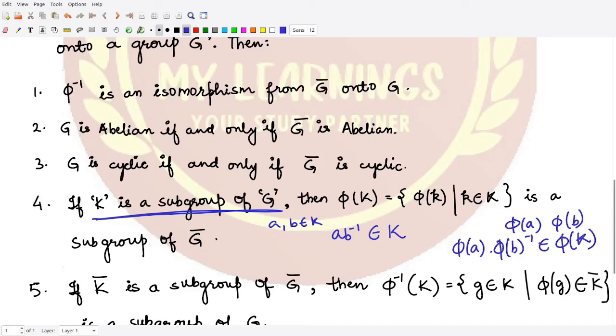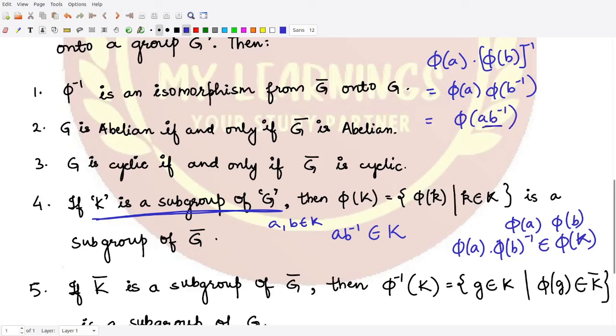So how is this done? This is very simple. Phi of A multiplied with phi of B inverse, what is this? According to the properties of isomorphism, we may write this as phi of B inverse. Again, using the operation preserving property, we may write this as phi of AB inverse. AB inverse belongs to K, so we have written this as phi of some k, where k is some element of the subgroup K. Therefore this also belongs to phi of K. And therefore, by the one step subgroup test, this is a subgroup of the group G bar, right?